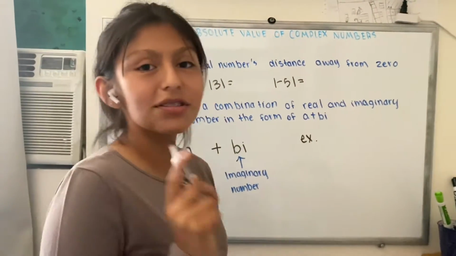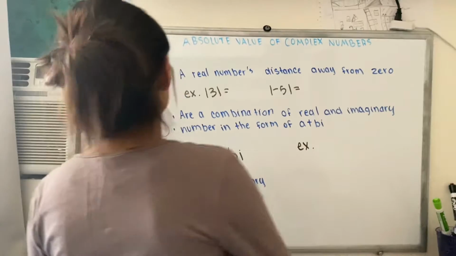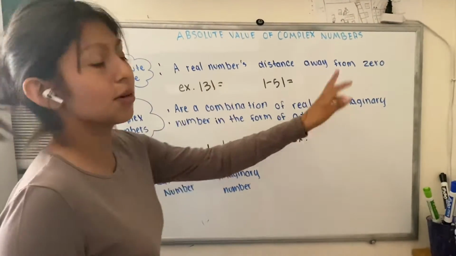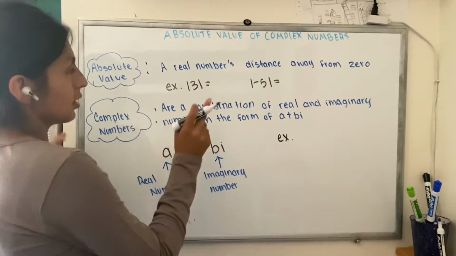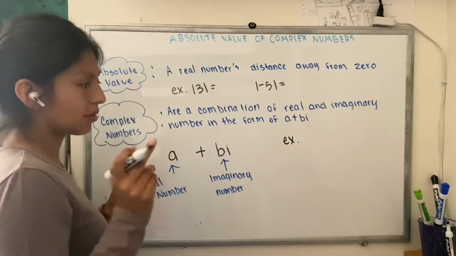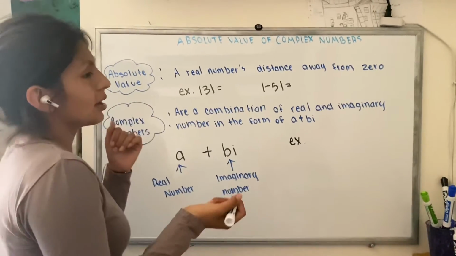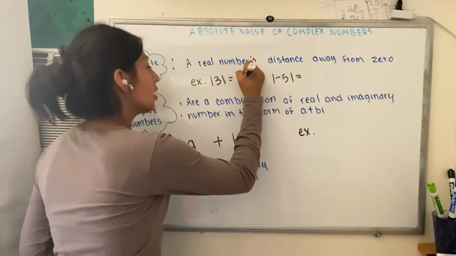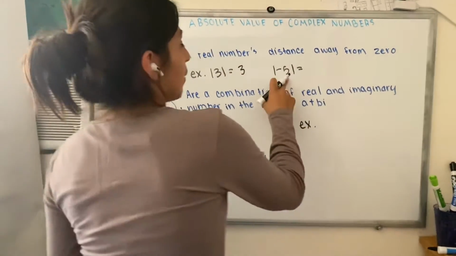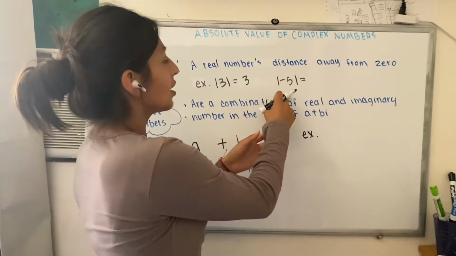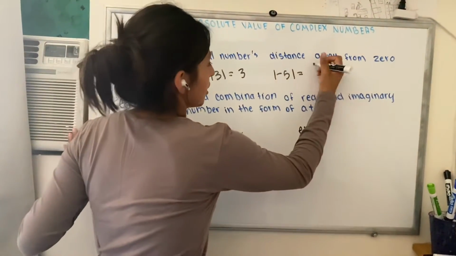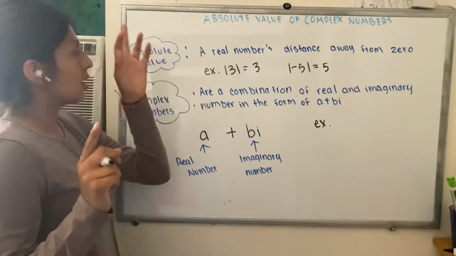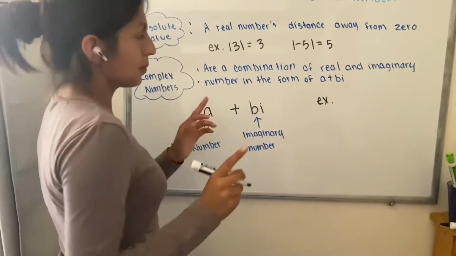So before beginning, I want to define some key terms. And so those key terms are absolute value. So an absolute value is a real number distance away from 0. Some examples are here. So the absolute value of 3. I want you to think about how far 3 is away from 0, and that would be 3. And the absolute value of -5. So how far is -5 from 0? That would be 5. Now, keep in mind that absolute value will never be negative.